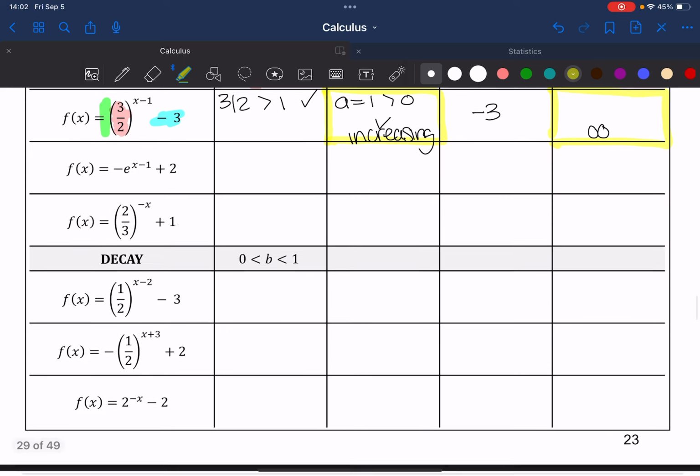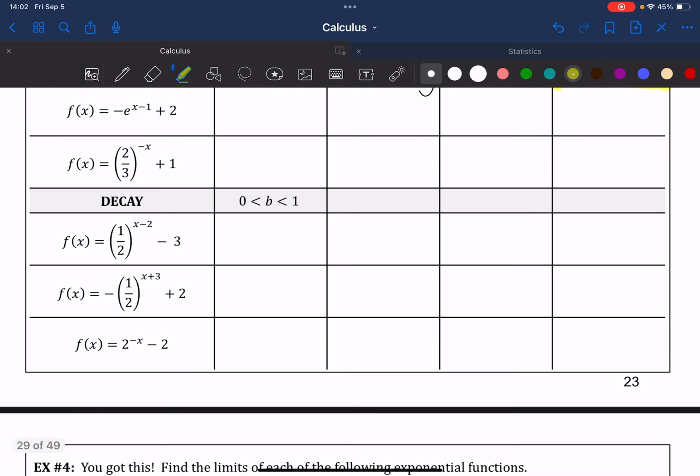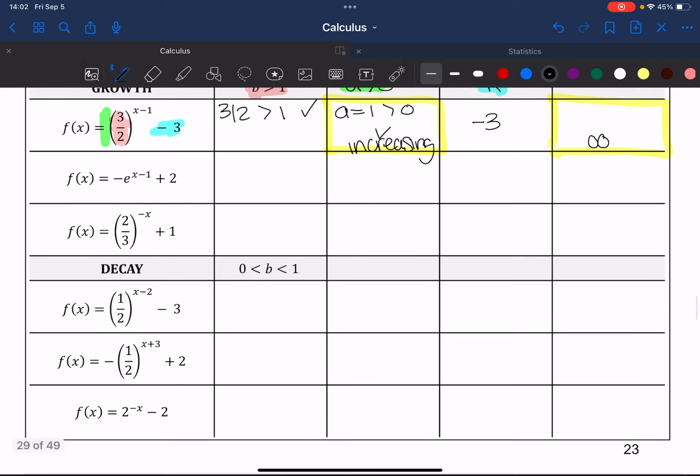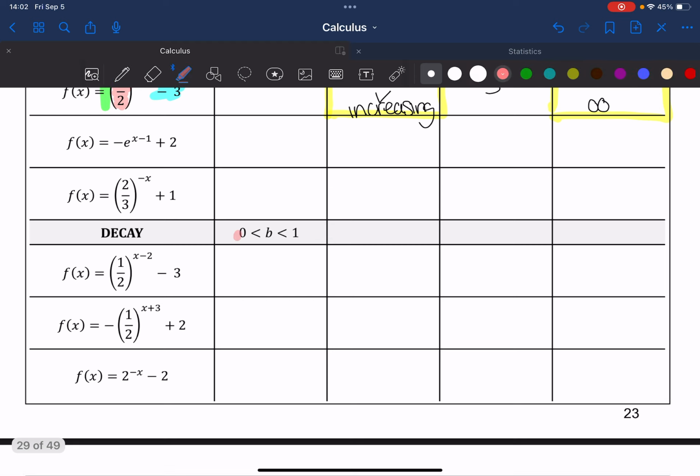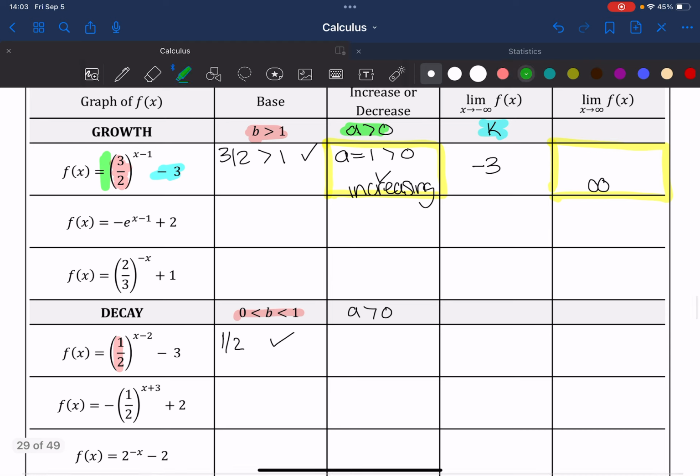I'm going to skip down to decay so we can see the difference here. In decay, we're now checking if our b value is between 0 and 1. So our b value here, we have 1/2, which is between 0 and 1, so that is good. And then again, we're checking to see if our a value is positive. So same as before, we don't see anything there, so we're going to say that a is equal to 1, which is positive. But this time, if we get a positive a value, we're going to be doing the opposite because we're going to do a decay, so this is going to be decreasing.